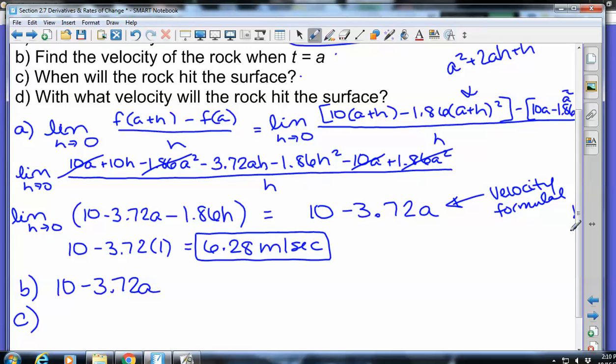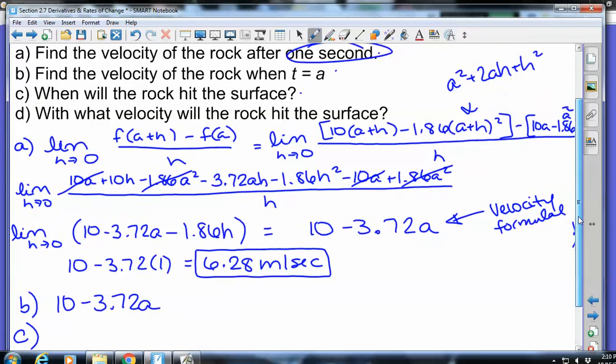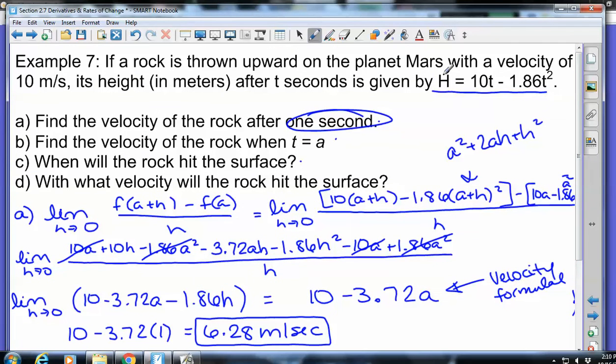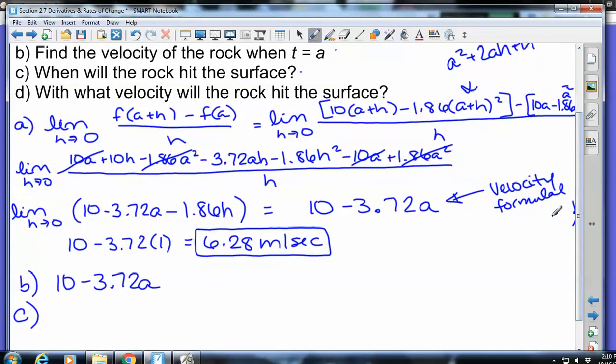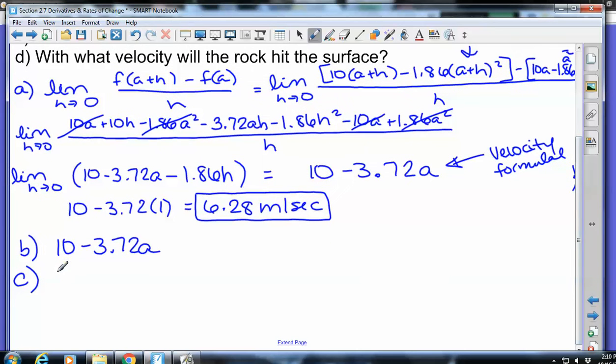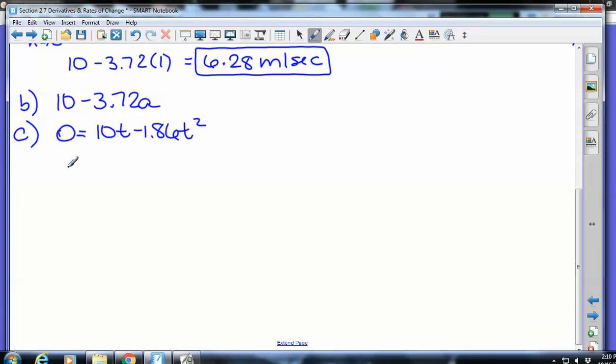When will the rock hit the surface? You might put 0 in for the height equation. So this, when it hits the surface, has nothing to do with the velocity. It's everything just to do with the original equation. So if you replace a 0 for your h, we get 0 equals 10t minus 1.86t squared. What could you do to that? Pull out a t. So set each one to 0.